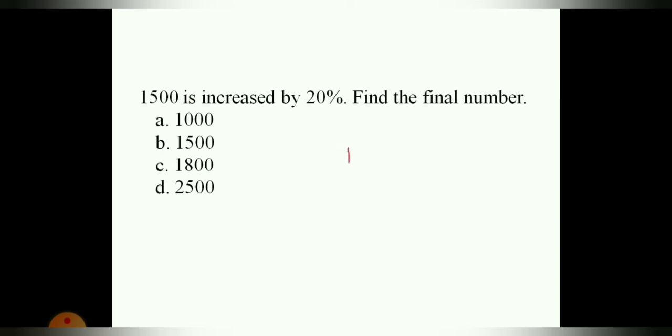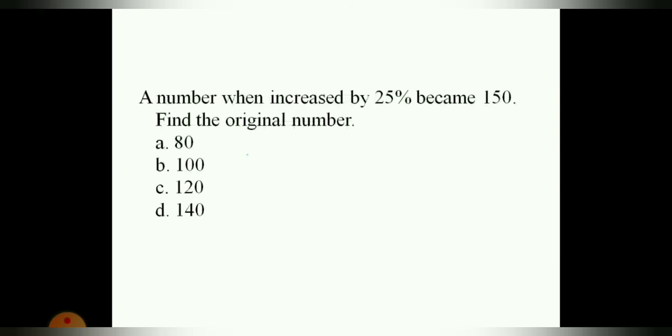Okay, first question. 1500 is increased by 20 percentage, find the final number. 1500 is increased by, which means 1500 into, as it is increasing, 100 plus 20 is equal to 120. So 1500 into 120 by 100 is equal to 1800, which will be the answer. So we can use the equation x into 100 plus y by 100.